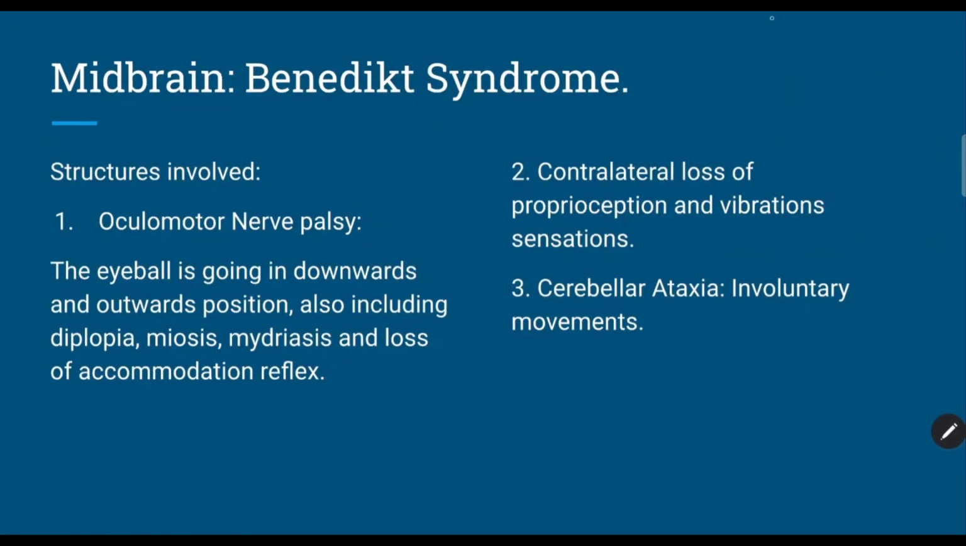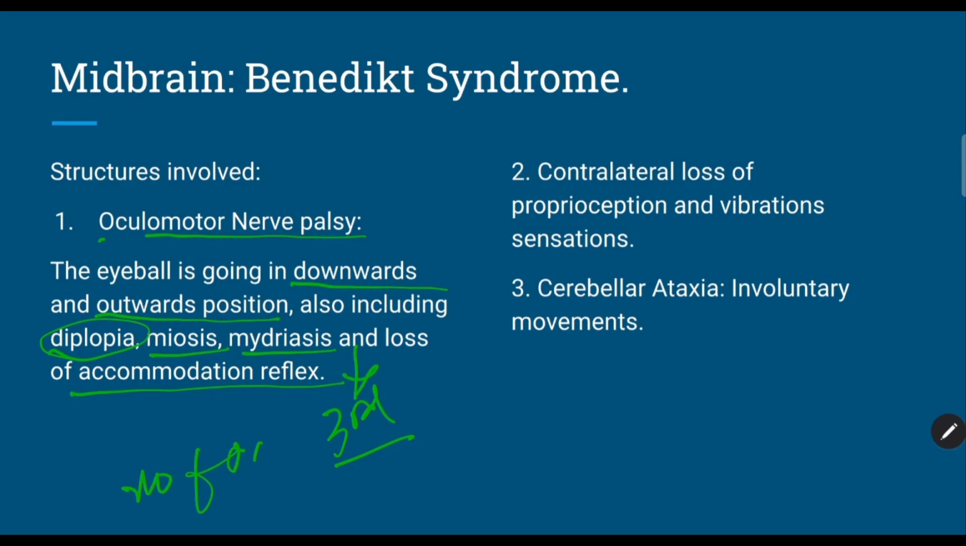Now let's zoom into the structures hit by paramedian midbrain syndrome. It is pure Step 1 gold. First up, oculomotor nerve palsy. This is a big one. Damage to the third cranial nerve fibers in the midbrain tegmentum throws the eyeball downwards and outwards. Picture a patient with a droopy eyelid, a fixed pupil. It could be a miosis or mydriasis depending on the lesion, and of course diplopia or double vision because eye alignment is off. The accommodation reflex tanks too, so no focusing up close.